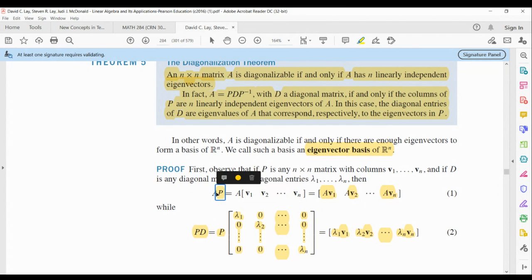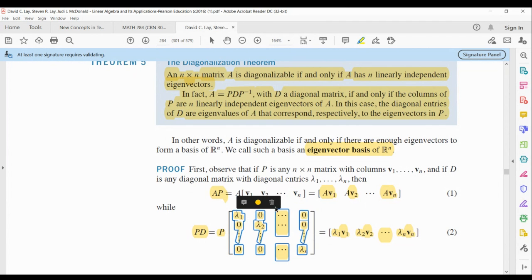Let me highlight here what I want to highlight. So I'm leaving a little bit of the highlight on there. A times P, P times D, should they be equal? Benjamin says yes. Why is that, Benjamin?